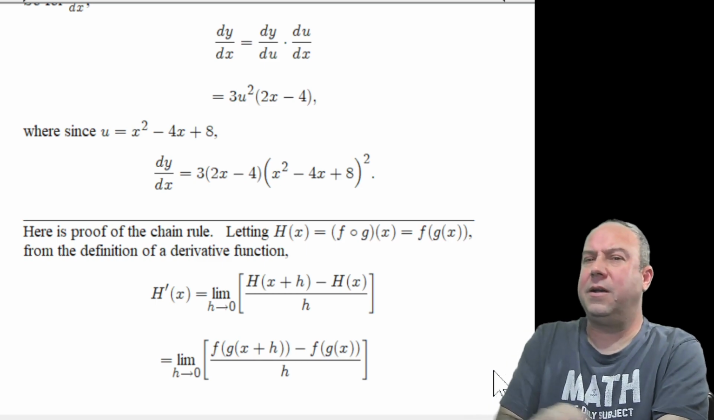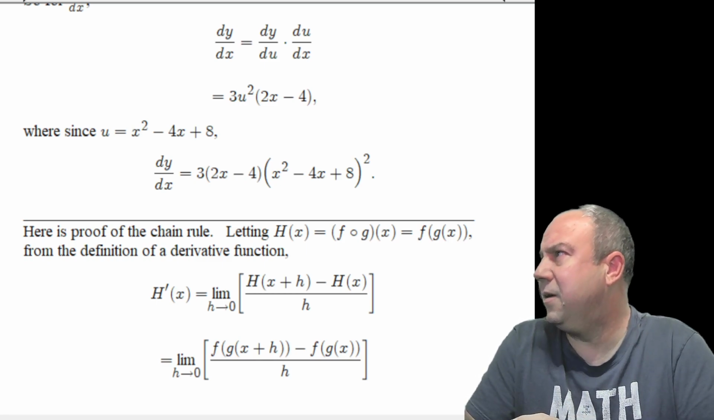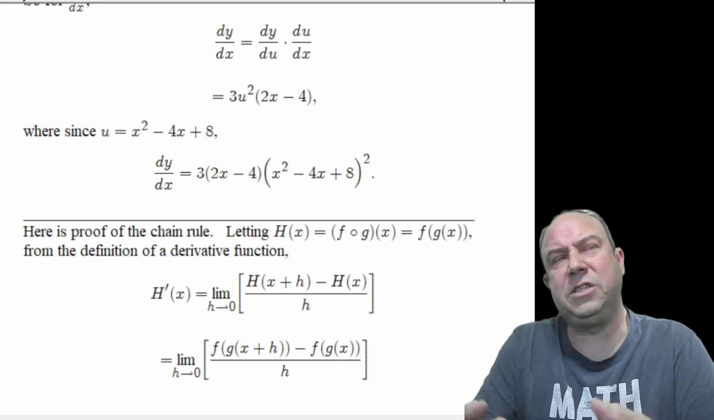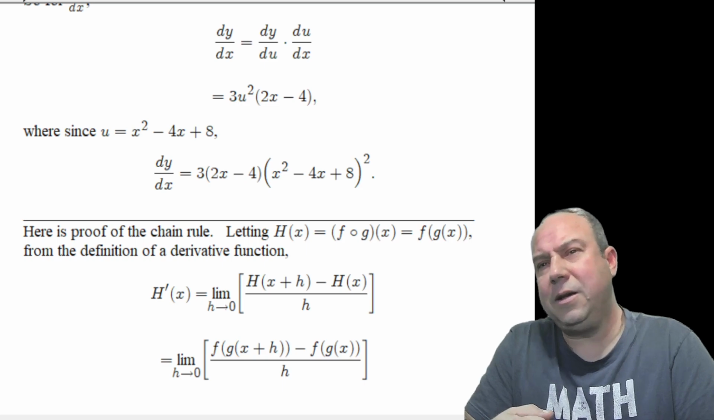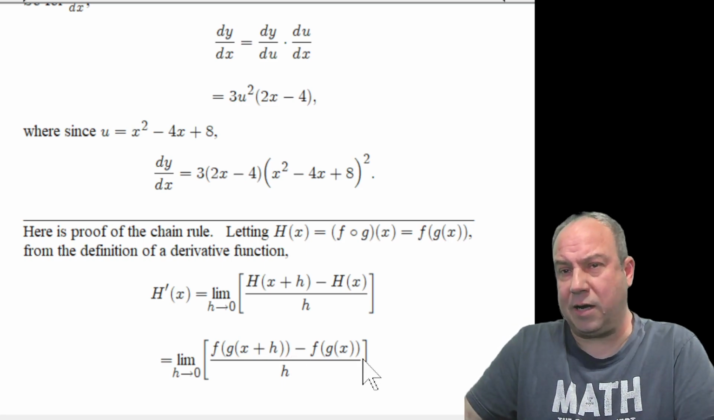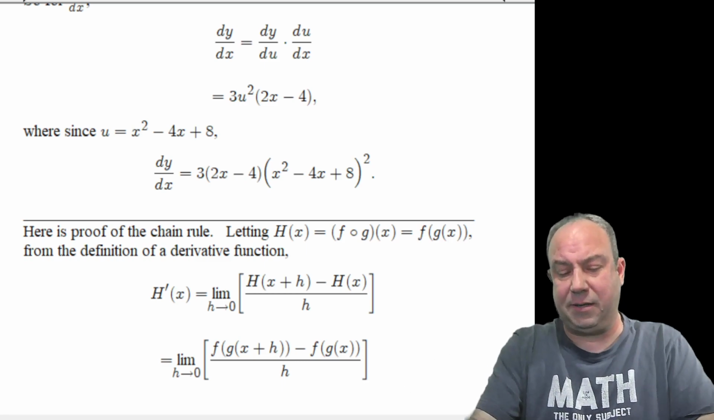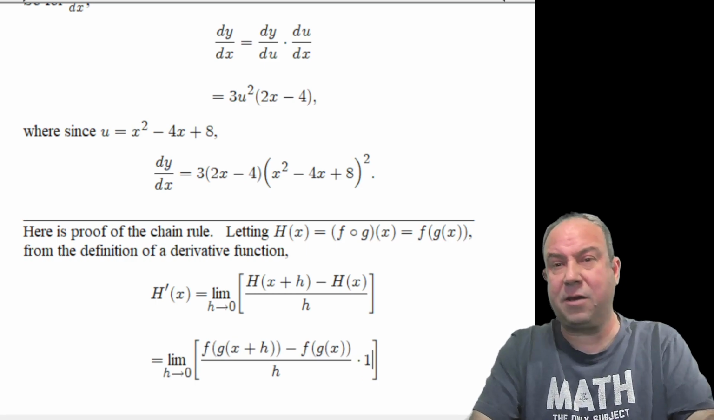Where to move forward into the next step and develop the results that we have for the chain rule, here's the trick. We are going to multiply this quantity inside the limit, right? If we think about it, we're just going to multiply by the quantity of 1.